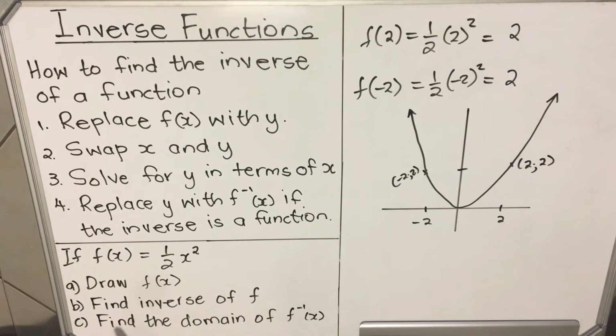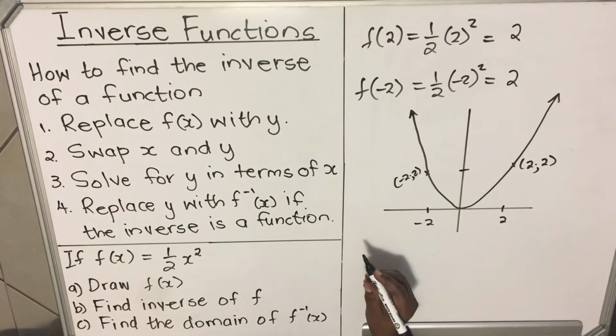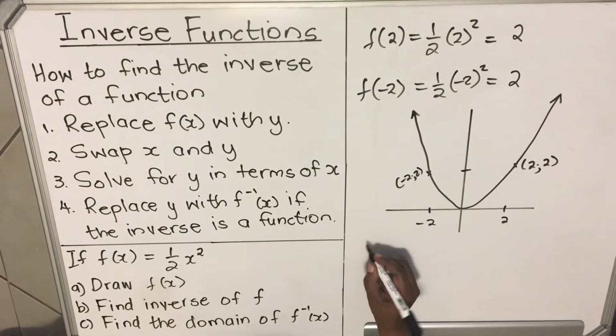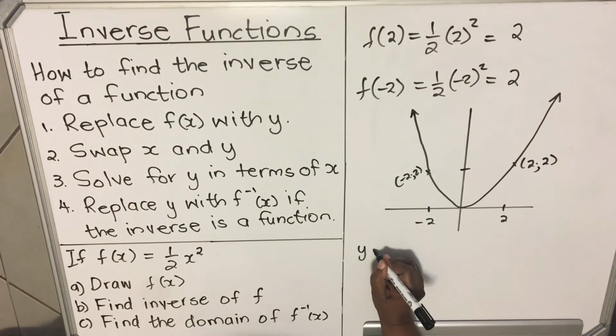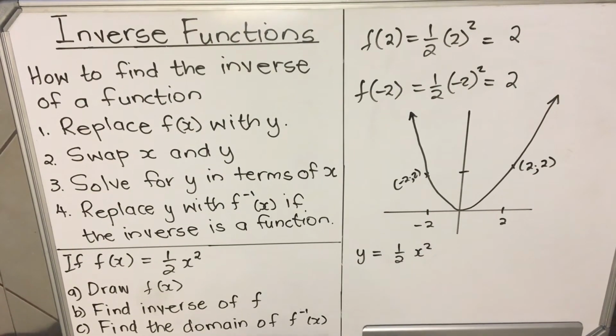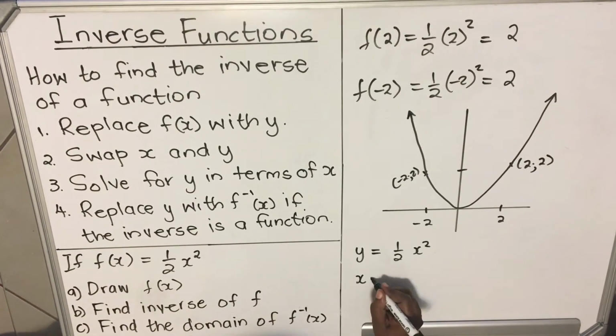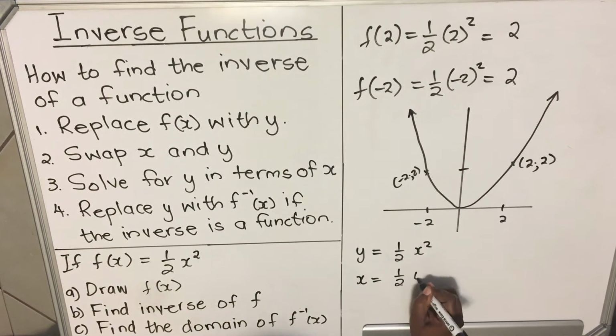Right, the next question says we must find the inverse of the function. Let's look at the steps. They say we must swap around. We must start by writing, instead of f(x), y is equal to 1/2 x squared. After that, you swap around. Where there is x, you write y, and where there is y, you write x. So x is equal to 1/2 y squared.